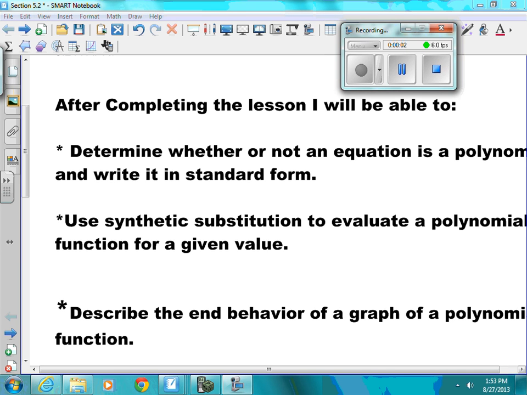Welcome back. We're going to continue with Unit 2, Chapter 5, Polynomials and Polynomial Equations. Our goals for today, our targets for this lesson, will be to determine whether or not an equation is a polynomial and write it in standard form.